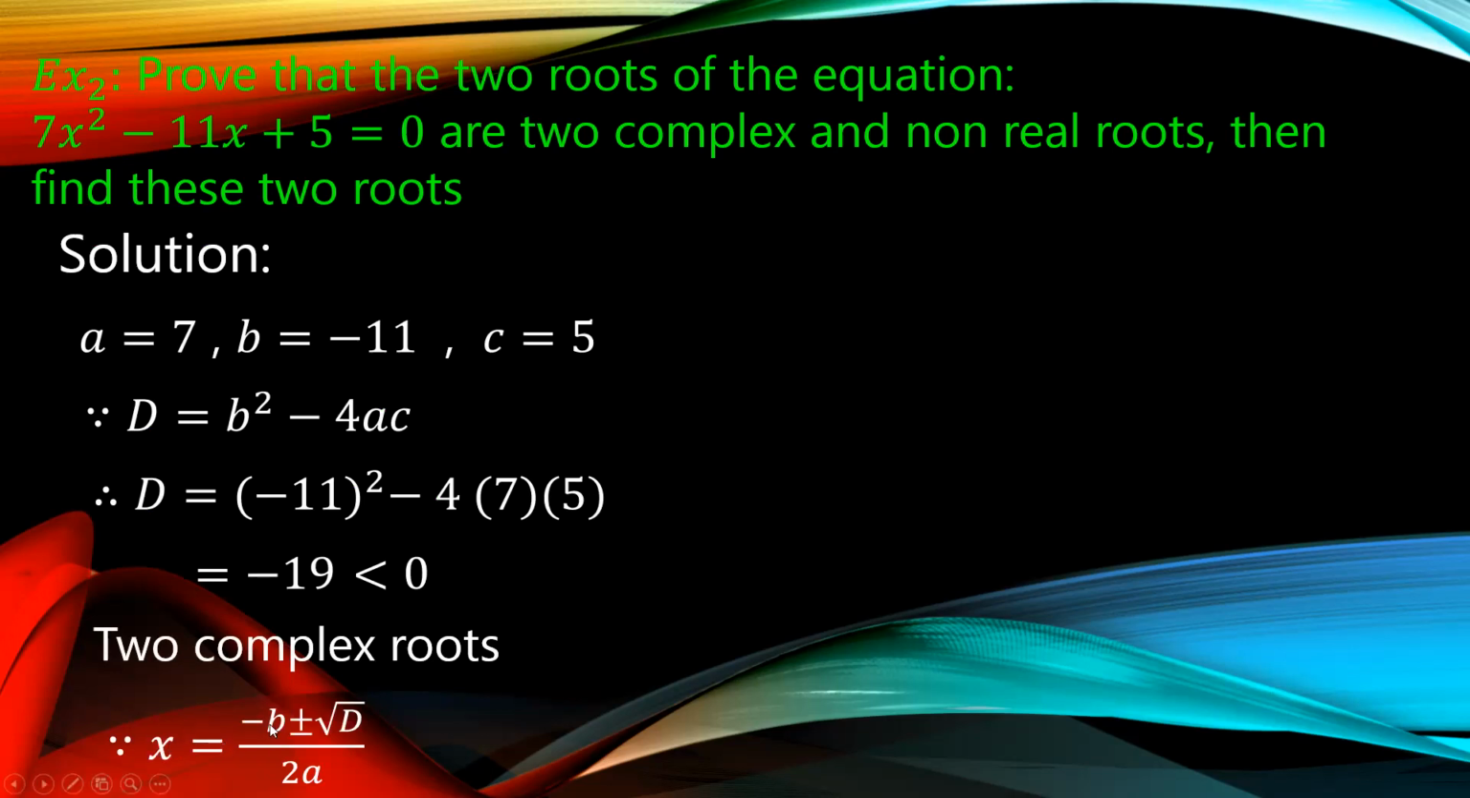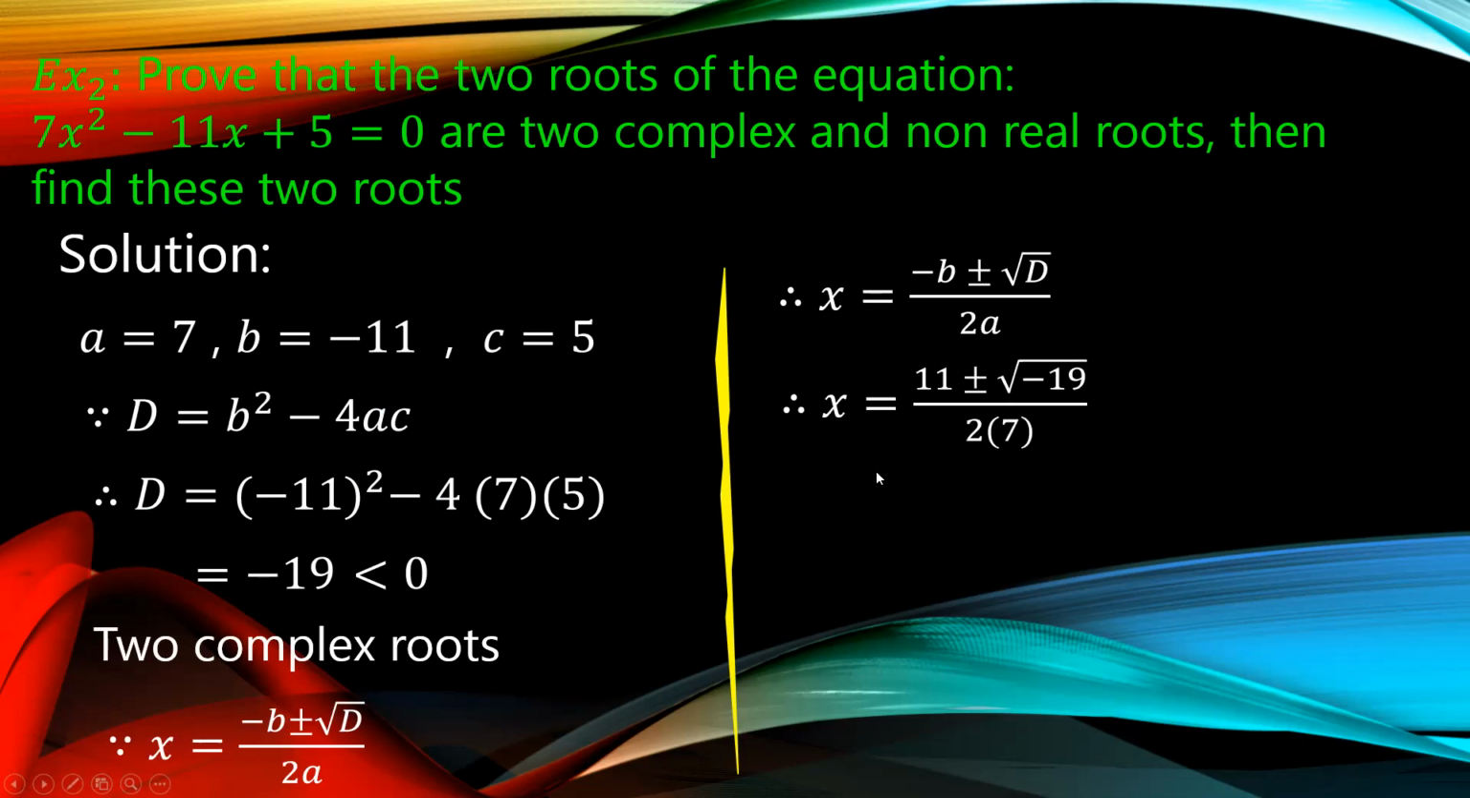Then x equals negative b plus or minus the square root of b power 2 minus 4ac, which is the discriminant, over 2a. Negative b, I find the discriminant: negative b plus or minus root negative 19 over 2a. Then x equals complex and non-real roots, 11 plus or minus root 19i over 14.